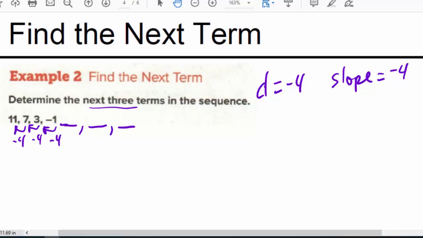We're just going to subtract 4 from this number, and that will give us negative 5. Then we're going to subtract 4 from this number, and that will give us negative 9. And then subtract 4 from this number, and that will give us negative 13. And this would be our sequence for the next 3 terms.